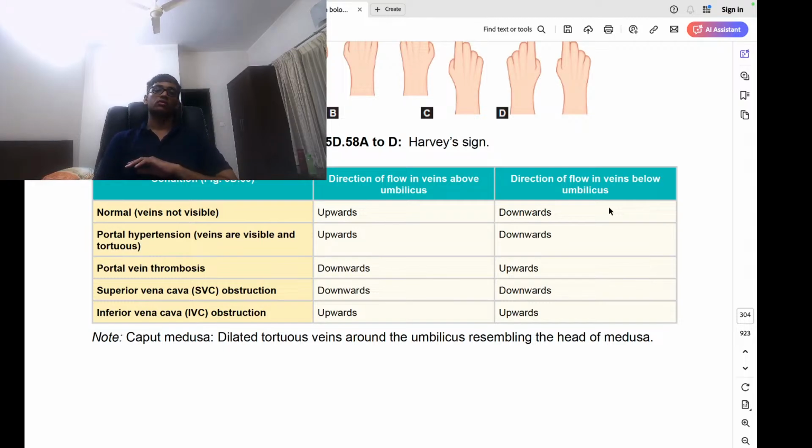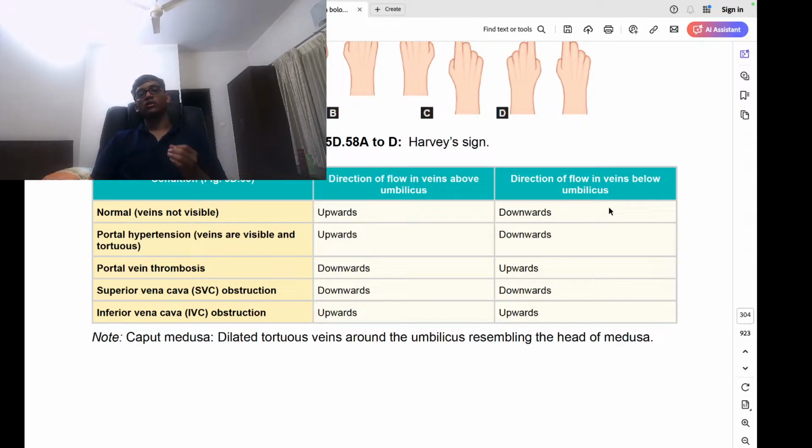So the direction of flow of the tortuous veins will be from above to downwards because the superior vena cava is not going. It has to go through some other vein. So it will go via the accessory veins and go downwards, and below the umbilicus, it will be normal.